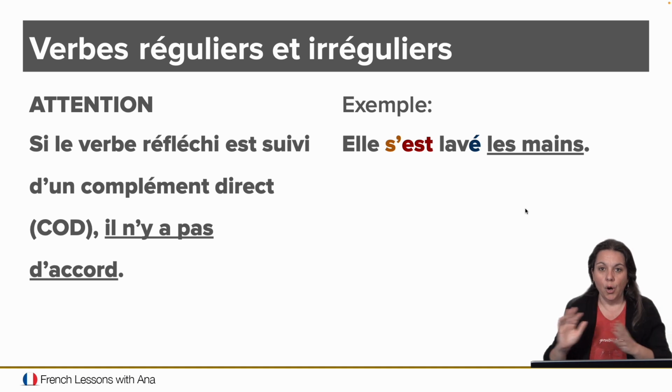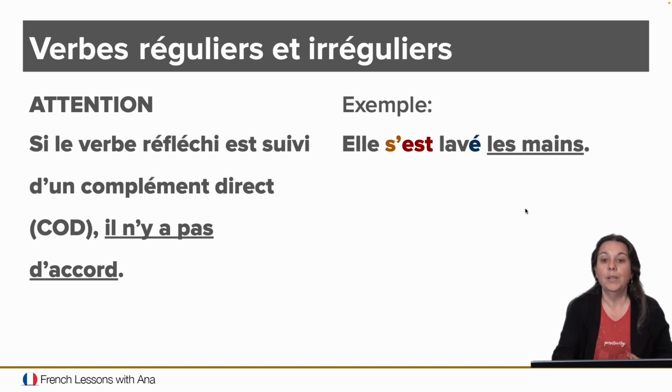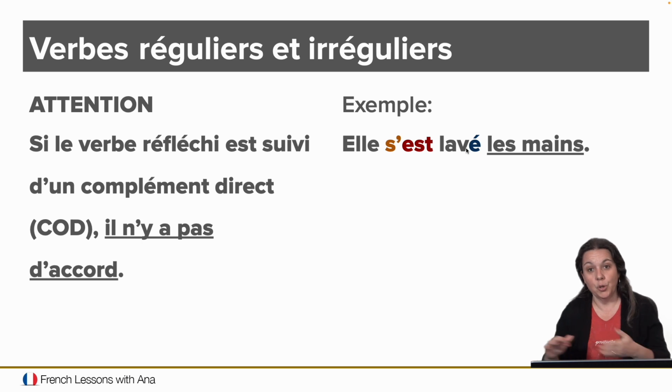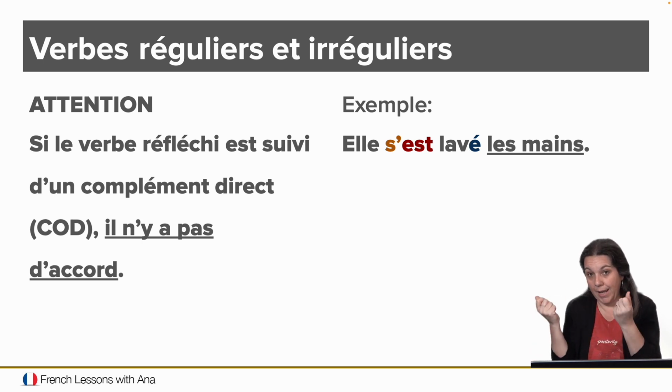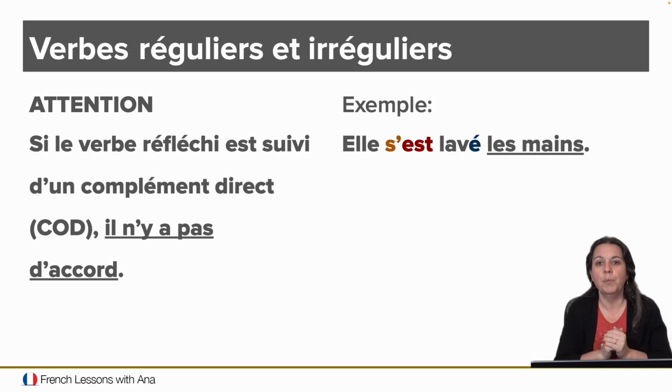So no direct object. If you only had elle s'est lavé, period, you would have to add an E because elle is feminine singular. Elle s'est lavé les mains, she washed her hands. There is that direct object, her hands, then it cancels the agreement, so no agreement.